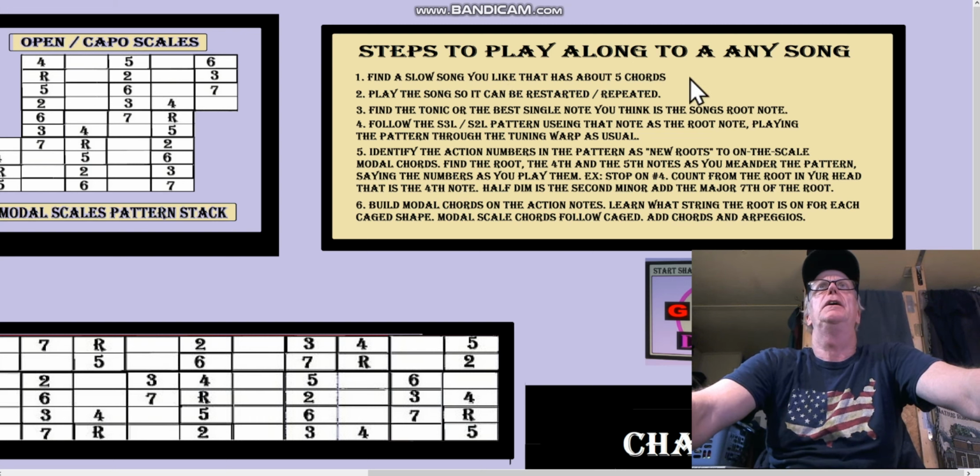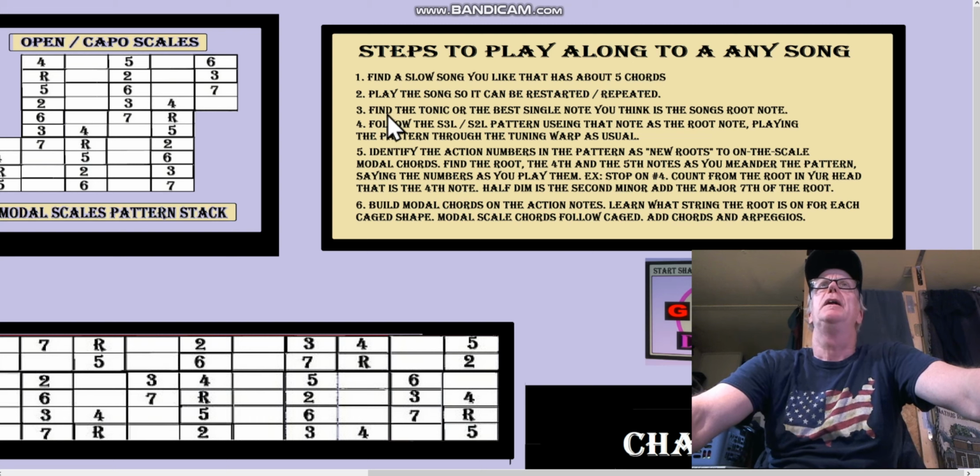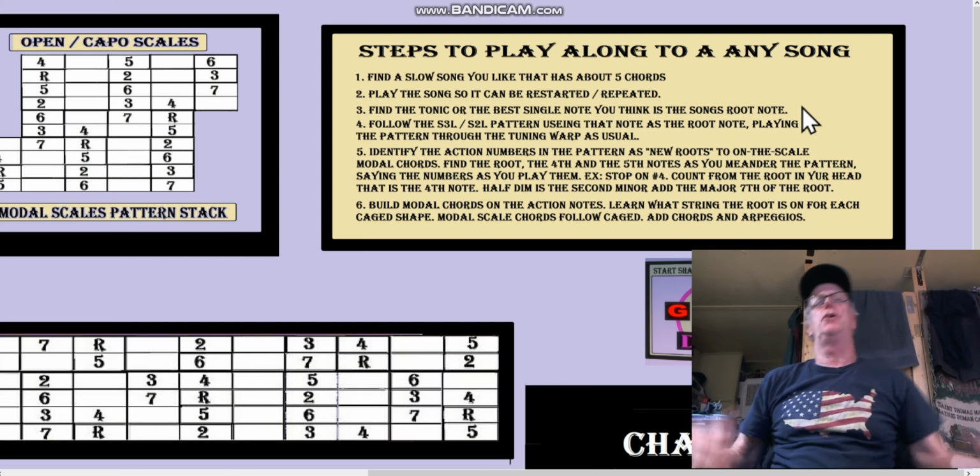Find a song that you like. It's slow enough, and you can repeat the song a little bit on YouTube or on your radio, whatever CD. Play the song so it can be restarted, repeated. Now find the tonic or the best single note you think is the song's root note.